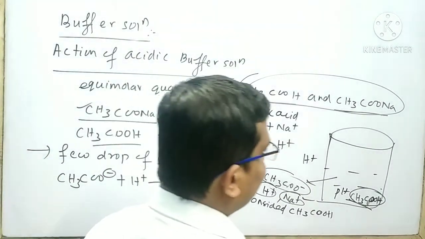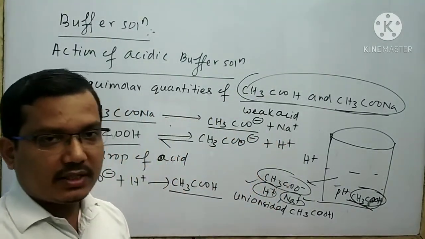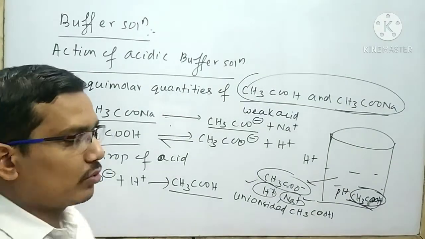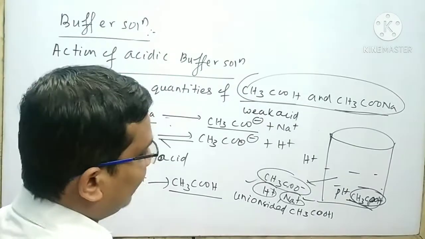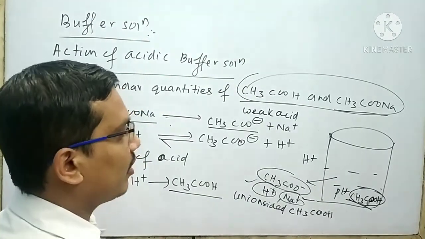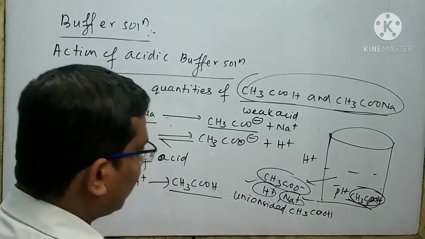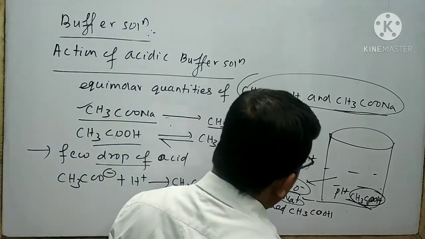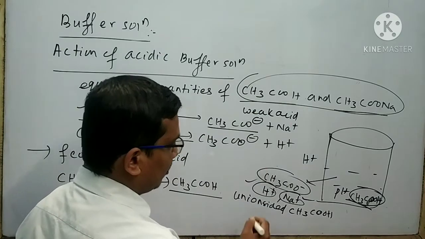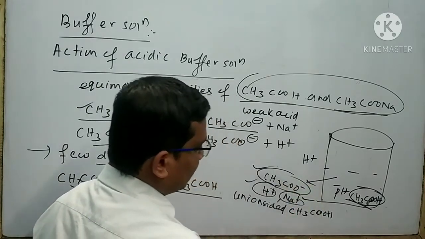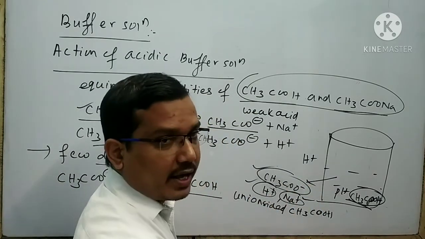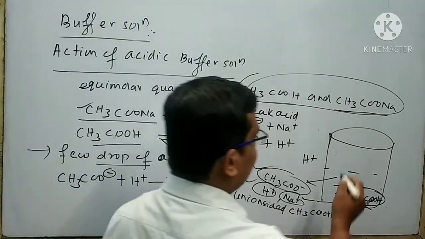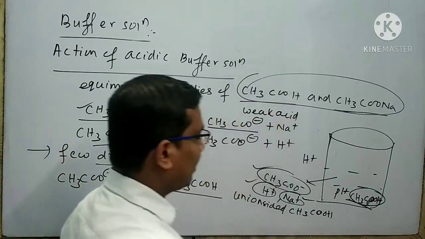Similarly, if a base undergoes dissociation and gives OH minus ion, then we think that the base shows the basic character. Otherwise, we cannot think about the basic character of the base. Before adding a few drops of acid, the ions present in this beaker are CH3COO minus ion, H plus ion and Na plus ion. When I add the acid from outside, what will happen?